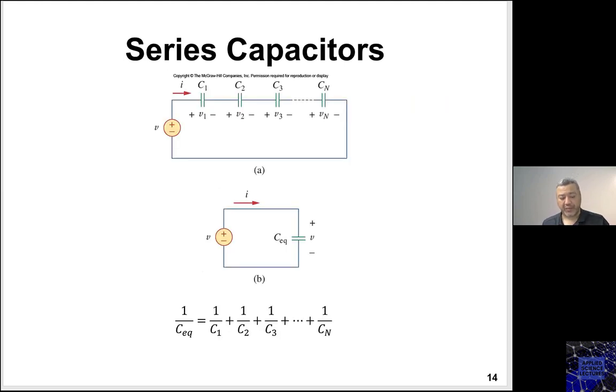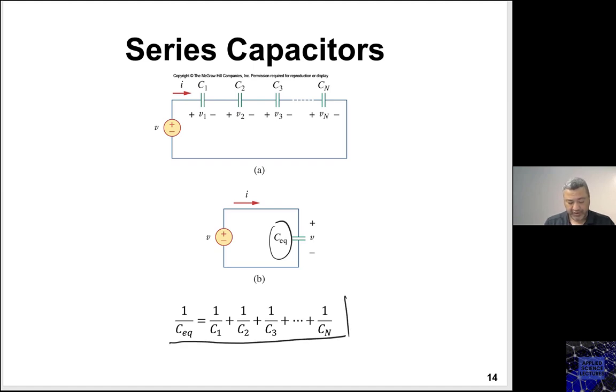Now, what about the capacitors that are in series? Capacitors that are in series, basically, if we look here at this loop, they share the same current, right? All of them share the same current. In this case, if you look at the C equivalent for all those, this C equivalent has basically the total voltage V across it.